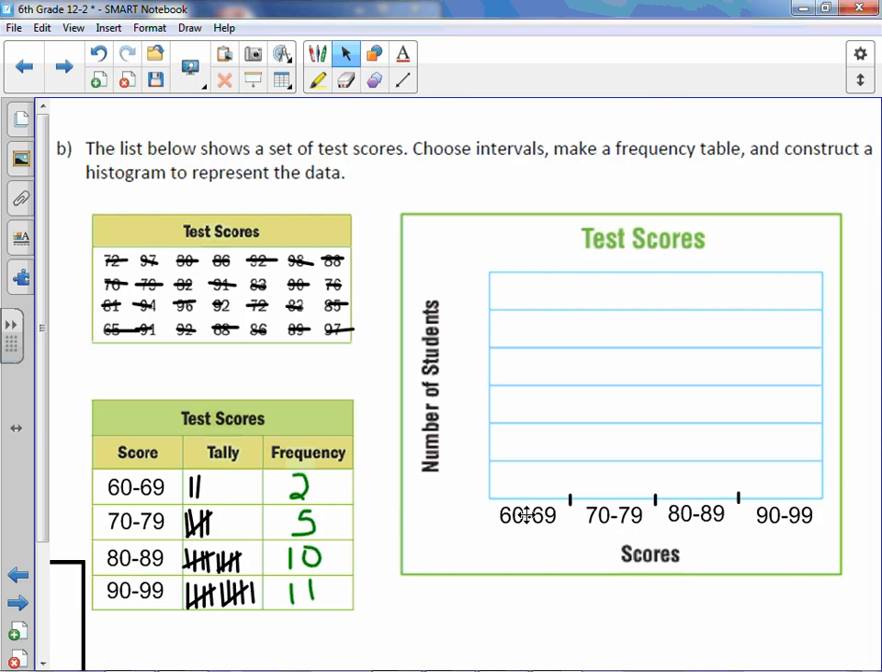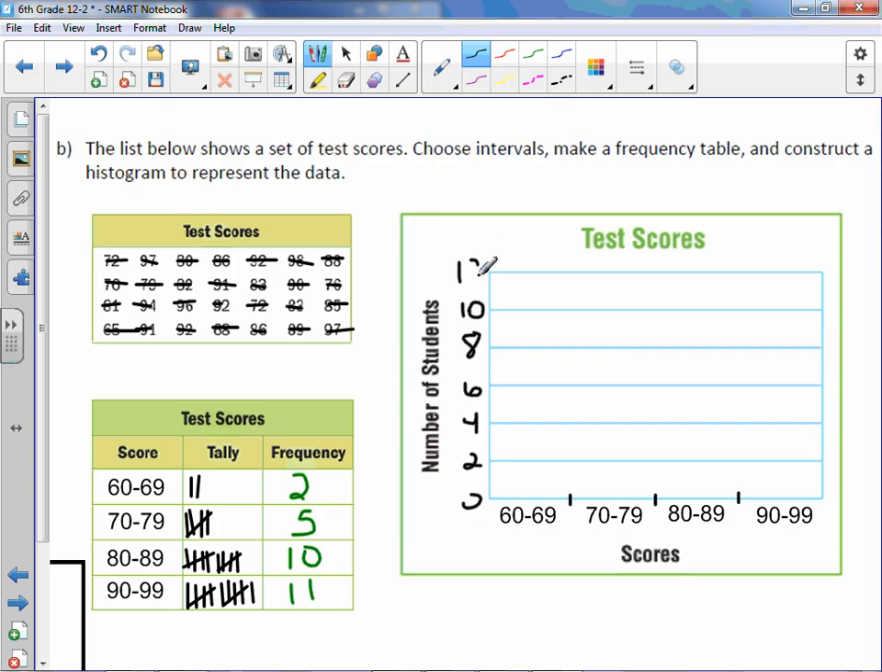Okay. Now, our frequency, we go from 2 to 11. We can't count by ones. We would never make it to 11. But we could count by twos. So let's go ahead and count by twos on our y-axis here. This would be 0, 2, 4, 6, 8, 10, 12.